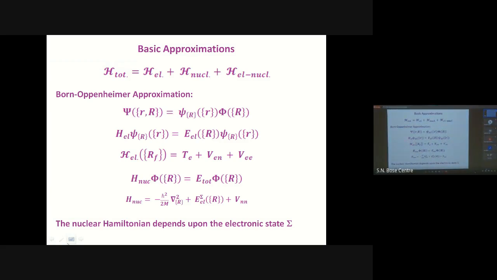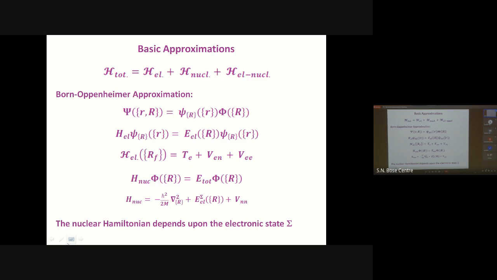One is the electronic Hamiltonian, whose wave function is psi of r at r, and the energy depends upon the internuclear separations. Then the electronic Hamiltonian depends upon the electronic kinetic energy, electron-nuclear potential energy, and the electron repulsion energy. If you look at the nuclear part, then phi of r becomes the wave function for the nuclear part, and you can write down h nuclear phi of r equals total energy phi of r.